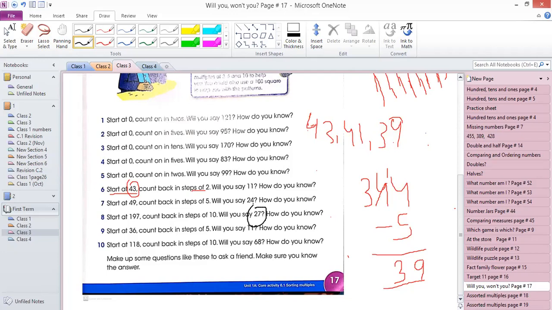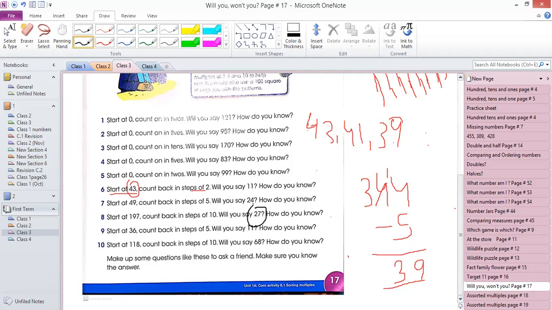Question number 9 was to start at 36, count back in steps of 5. Will you say 11? Now you're starting at 36, counting back in steps of 5. First you have to minus 5 from 36, and that will give you 31. Again you subtract 5 from 31, and you get 26. Then again you subtract 5, so you get 21, then 16. You will notice the pattern, and when you go further, you will find the 11. So you will say yes.